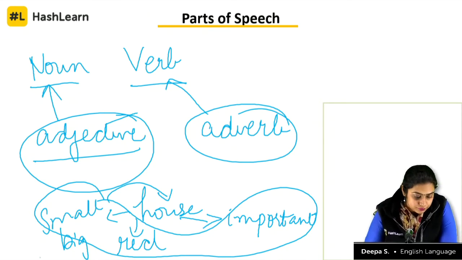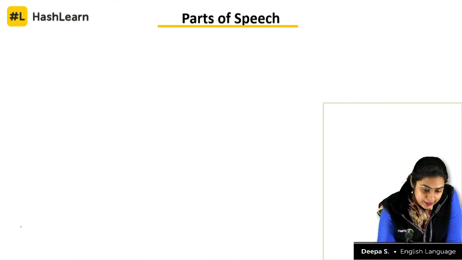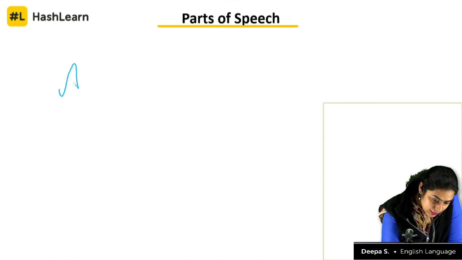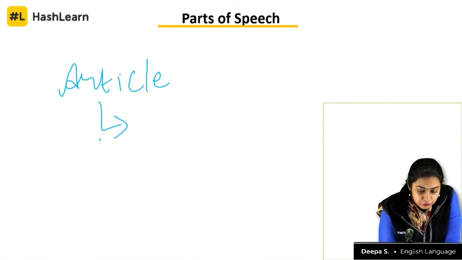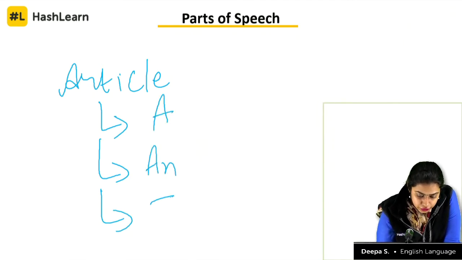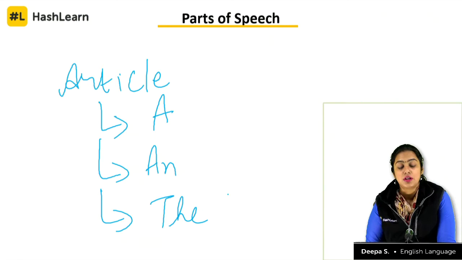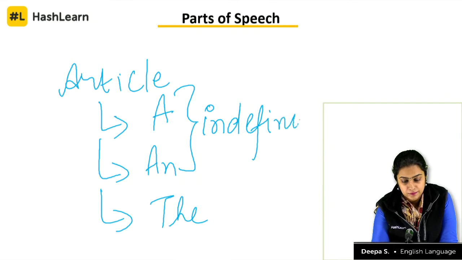So noun and verb, that is done. Then we have article. You have three articles in the English language. These two are indefinite, while this is definite.